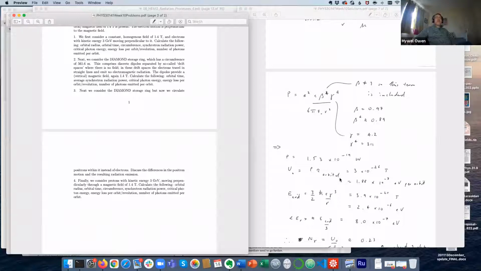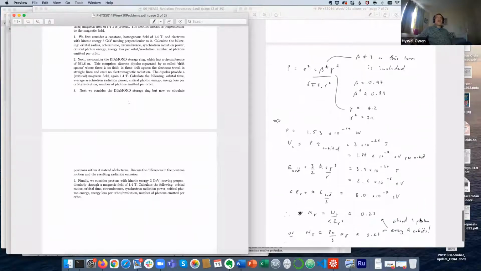The energy loss per turn is now smaller than the average photon energy. So that tells you that the number of photons emitted per orbit is less than 1. So these protons are only emitting a photon on average once every 4 orbits as they go round and round. It's a very, very small number, and we calculate it the same way we did before, either by looking at the energy loss per turn and the average photon energy, or just using our dimensionless formula.